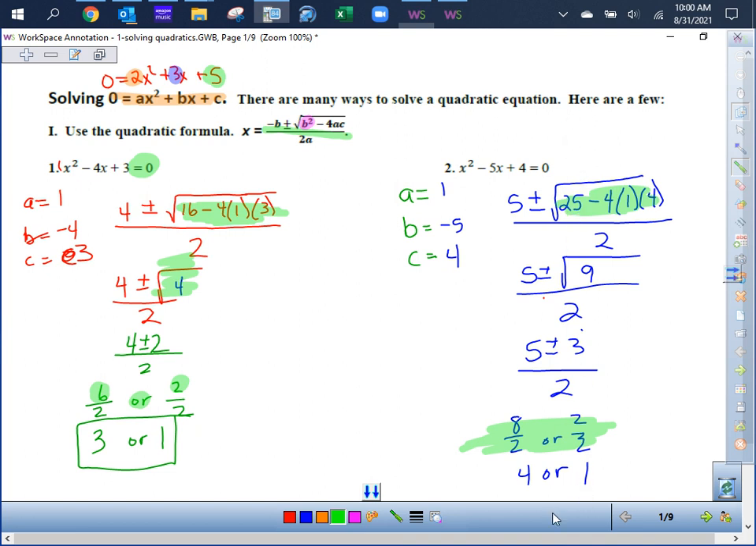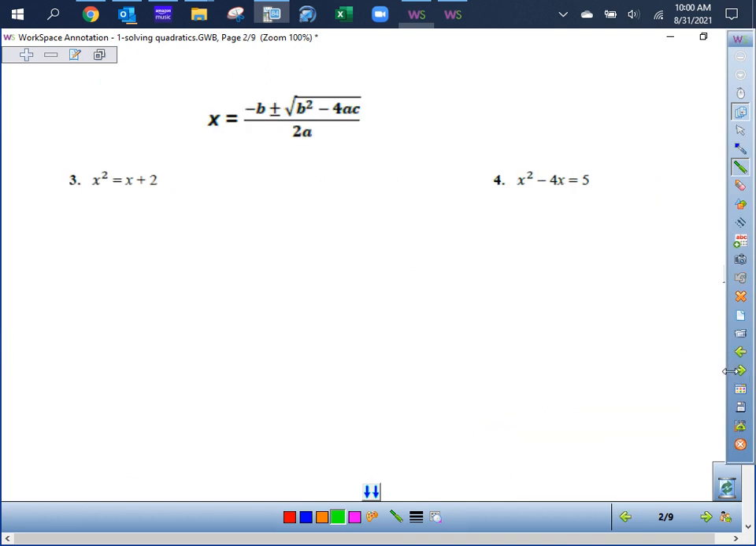Hey, both of those came out real nice. You know why? Because the discriminant was a perfect square. And that means you could have factored those. Anytime you do the quadratic formula and the discriminant is a perfect square, you could have actually factored those. We'll show you that later when we refresh our brains on factoring. But let's try the next one.